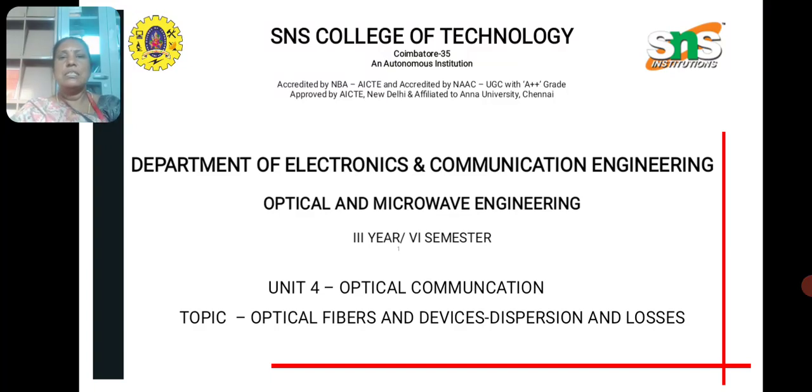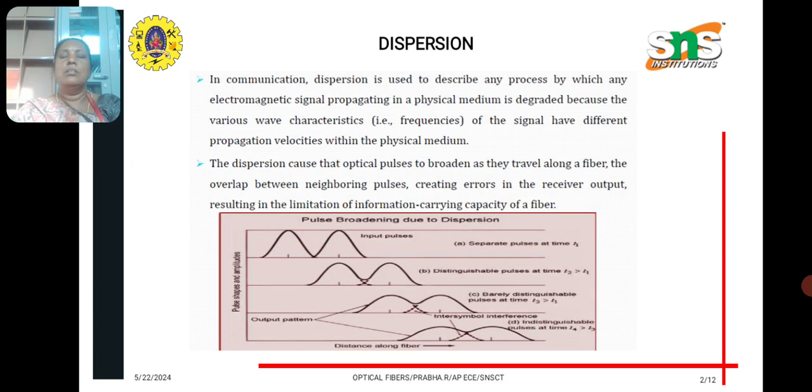In this video, we will see the topic optical fibers, devices, that is dispersion and losses. So first we see about the main type of loss called dispersion. In communication systems, dispersion is used to describe any process by which any electromagnetic signal propagating in a physical medium is degraded because of the various wave characteristics. For example, frequencies of the signal have different propagation velocities within the physical medium.